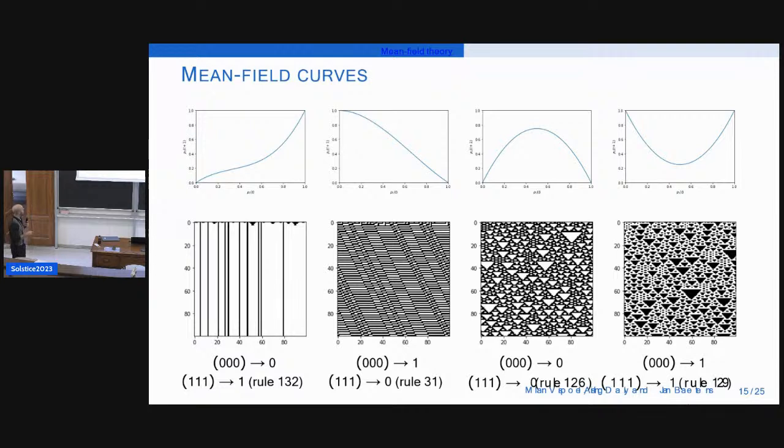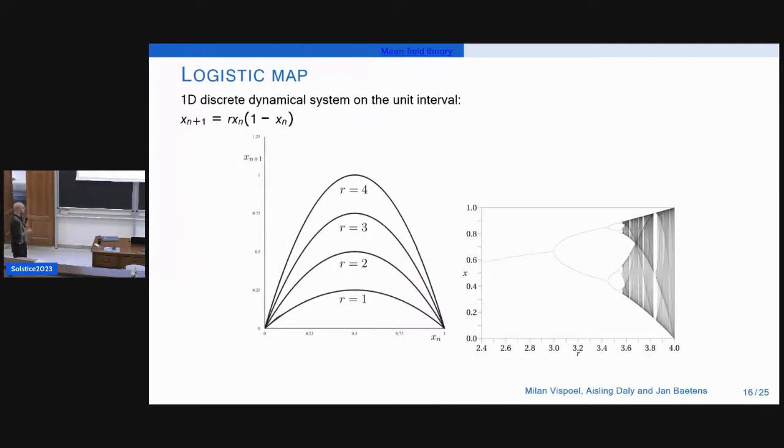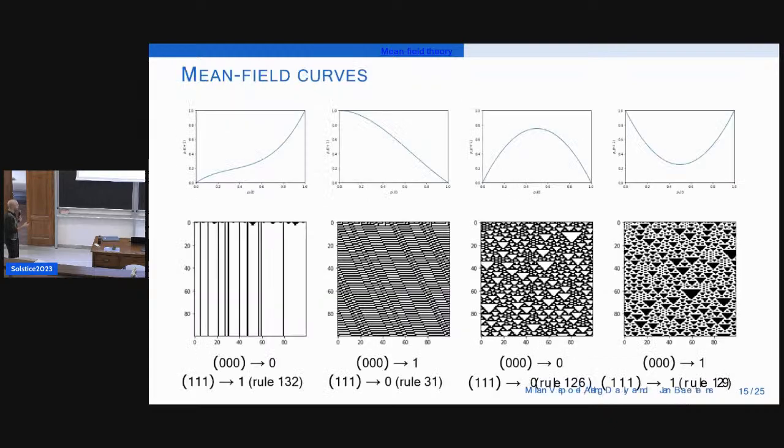Now, here you see chaotic behavior, but that's not always the case for these kinds of curves, and it really depends on the height of the maximum here. So to see why, we can look at the logistic map. The logistic map is also a discrete dynamical system on the unit interval, and so its update equation is very similar to mean field theory. So here you see the update equation for the logistic map, and here you see the function plotted for different R values. So again, it's very similar to this case here.